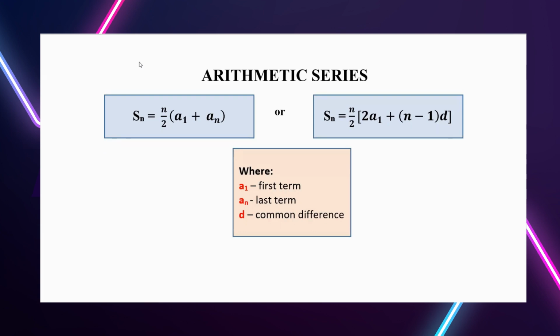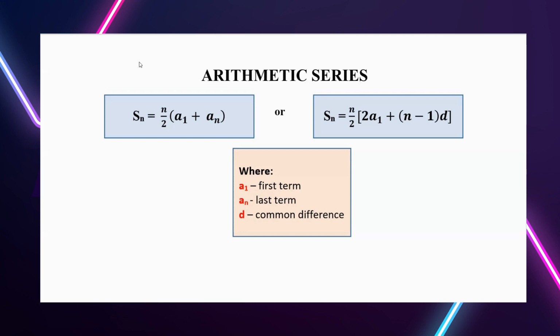The sum of the first n terms of an arithmetic sequence is given by the two formulas. So, pwede natin gamitin ang unang formula na nakikita natin sa screen ngayon o kaya naman ang pangalawang formula para makuha natin ang sum ng bawat term sa given sequence. Ang unang formula ay ang S sub n is equal to n all over 2 times the sum of the first term and the last term.